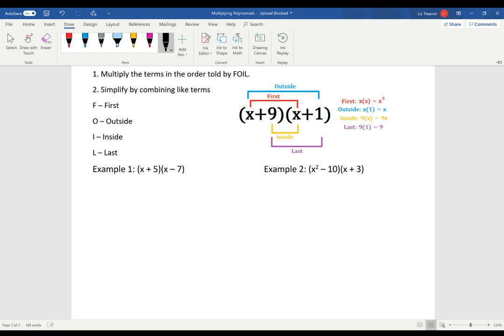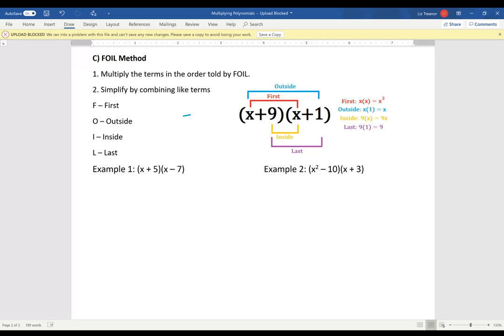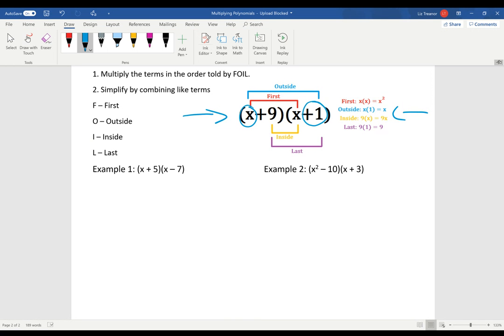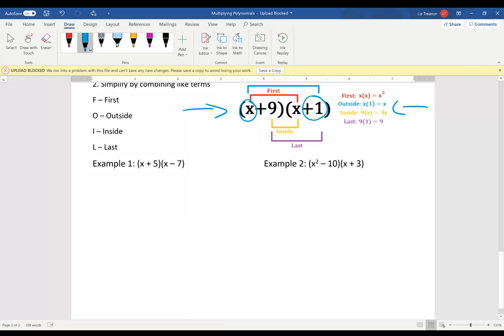O stands for outside, and you're going to multiply what's on the outside. So it kind of means like the edges, like coming in from the sides. In this case, those terms are x and 1 because they are on the edge of, or on the outside of, these binomials.